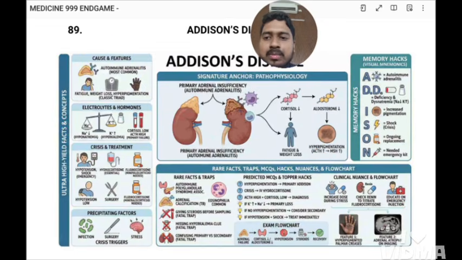So what are the common causes? Common causes, yes, it is autoimmune adrenalitis, which is the most common. And what is the classic triad that you get in exam? Fatigue, weight loss, and hyperpigmentation. Remember this: fatigue, weight loss, hyperpigmentation.